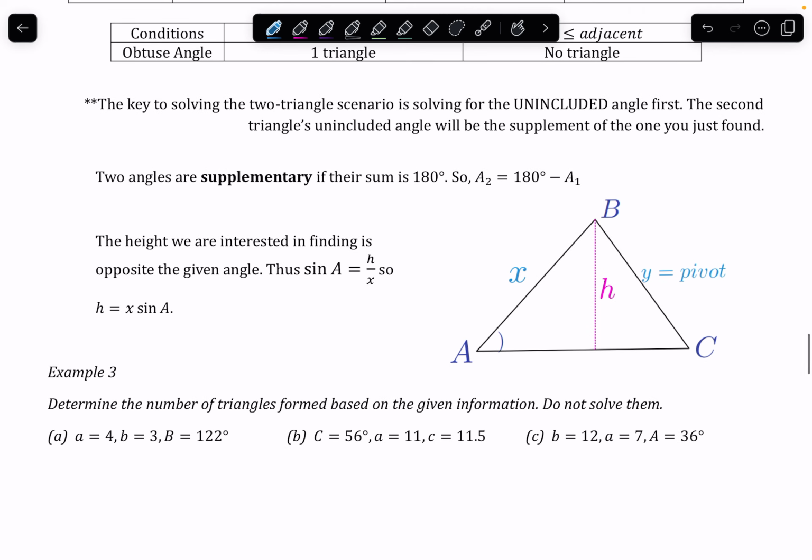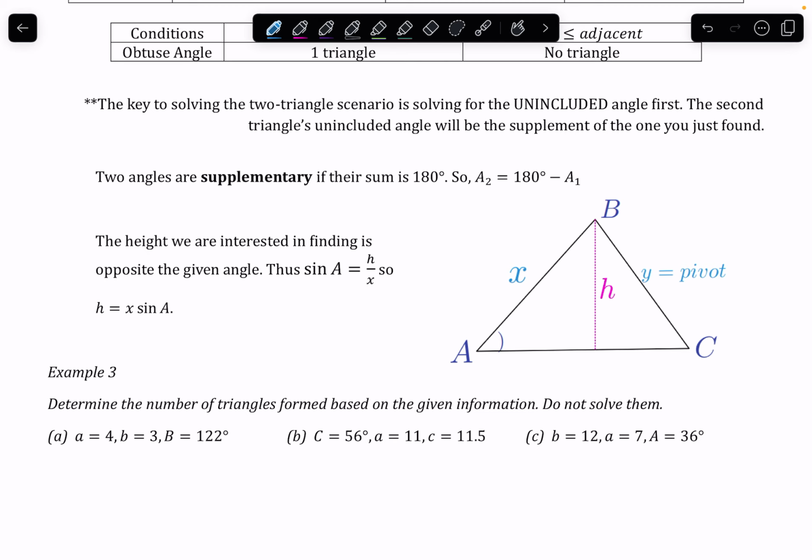So, example 3: determine the number of triangles formed based on the given information. It does not say to solve them, it just says determine the number of triangles that are created. So we're not solving, we're just figuring out how many triangles there are. Once we've done that a couple of times, we'll go back to solving our triangles. But first we just need some practice figuring out, do we have none, one, or two?